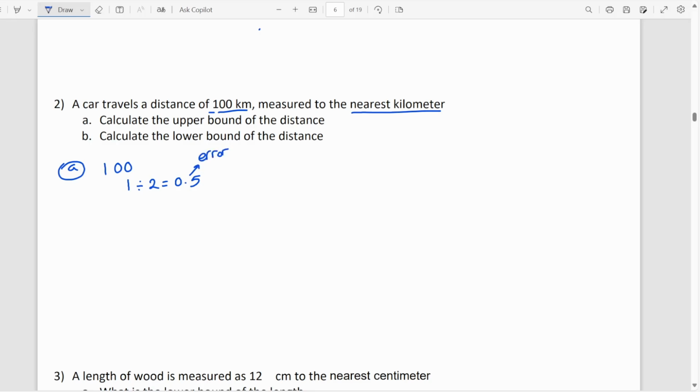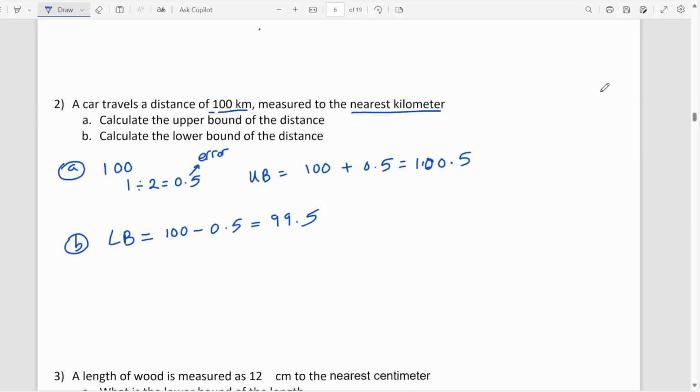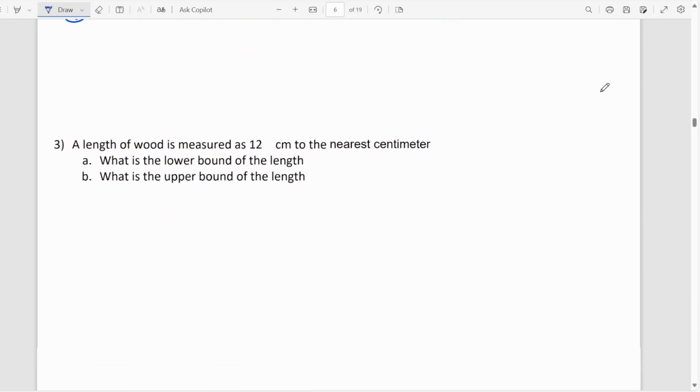And now the upper bound is 100 plus 0.5, which gives us 100.5. As for part B, they want the lower bound. It's going to be 100 minus 0.5, and that gives us 99.5.